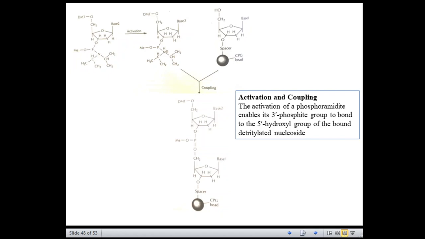Because not all the support-bound nucleosides are linked to phosphoramidite during the first coupling reaction, the unlinked residues must be prevented from linking to the next nucleotide during the next cycle. To do that, acetic anhydride and dimethylaminopyridine are added to acetylate the unreacted 5' hydroxyl groups.